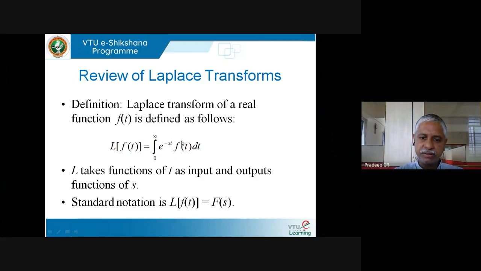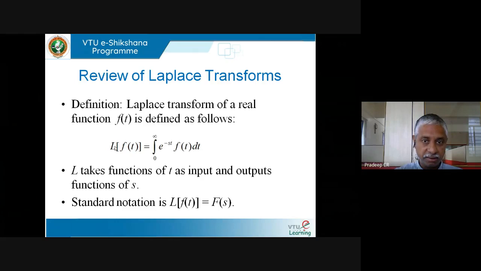You see here, this f(t) is some particular function of t. When I multiply by e to the power minus st, I'll get a function in both s and t. And I'm integrating with respect to t. But then I'm substituting limits of t as 0 and infinity, which means t is no more in the expression. So I'll be left with only s. So the resulting expression is a function in s.